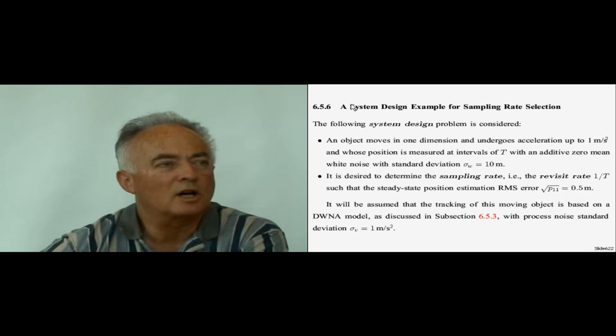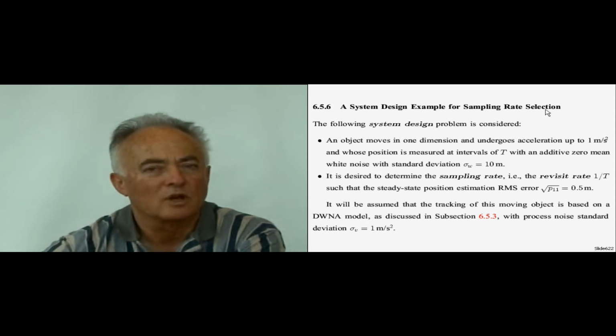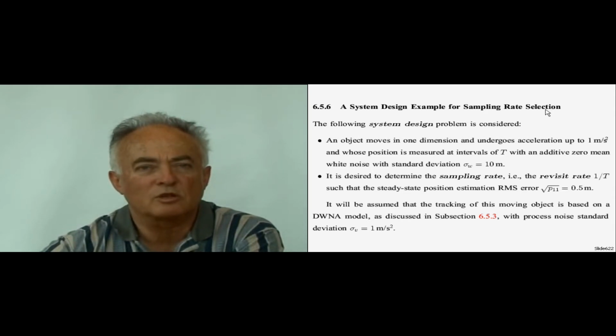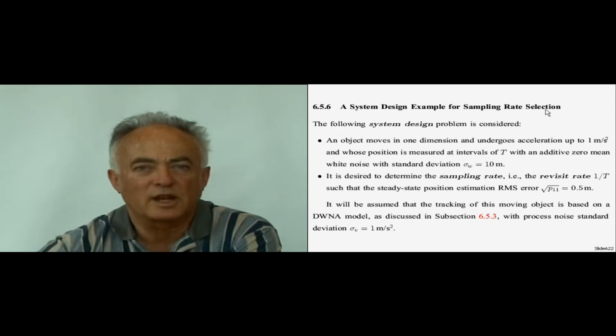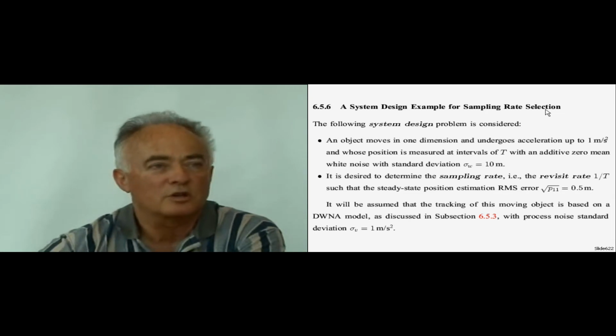And what's now interesting is to take a look at a system design example for sampling rate selection. If we have the liberty of changing the sampling rate, it is important not only how to design the filter, what will be the design parameters. In the case of this filter it is really just the selection of the process noise, which pretty much specifies everything, but also the sampling rate should be selected.